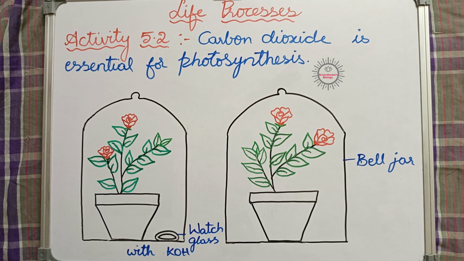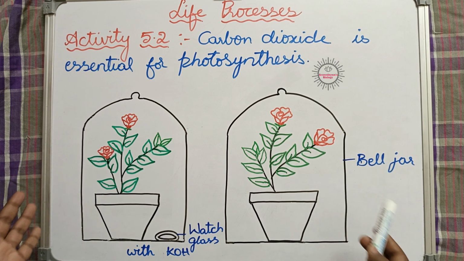So in our last activity we have learnt chlorophyll is essential for photosynthesis by taking variegated leaves, isn't it? So here we have learnt carbon dioxide is essential for photosynthesis, and sunlight is also essential for photosynthesis. If sunlight is not available, plant cannot perform photosynthesis, isn't it? So by putting these two plants in a dark room, we can confirm that.